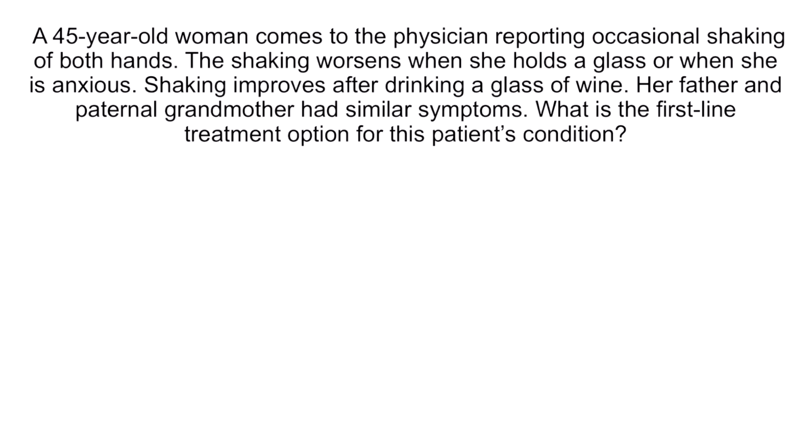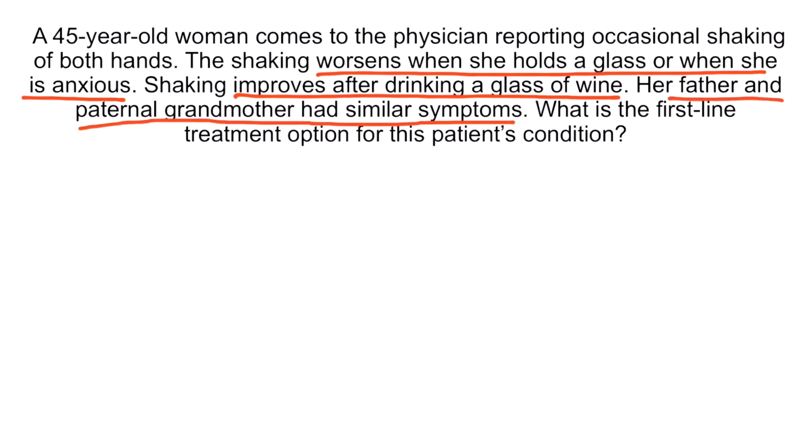This patient has a tremor that worsens when she holds a glass or when she's anxious. Tremor improves after drinking a glass of wine. Considering she has positive family history for similar symptoms, this patient likely suffers from essential tremor. The first-line treatment option for essential tremor is propranolol.